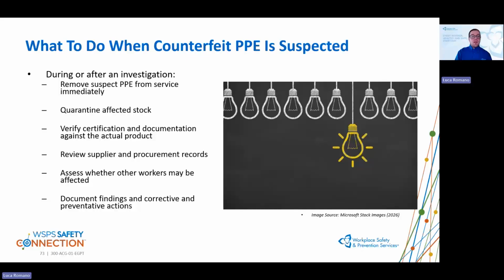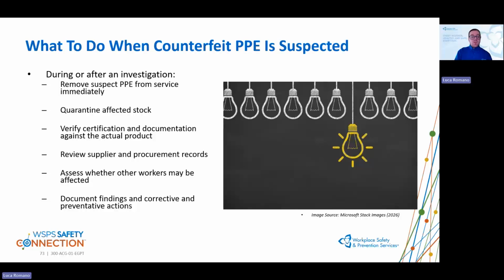It's reviewing the supplier and the procurement records that are in place. It's assessing whether other workers might be affected as well. So you have this maybe isolated incident, but are there other staff that potentially are using similar equipment and similar models? And can we prevent a cascade effect of other incidents happening down the road?